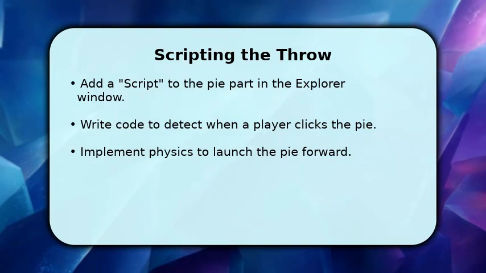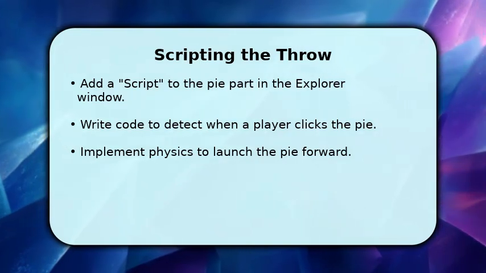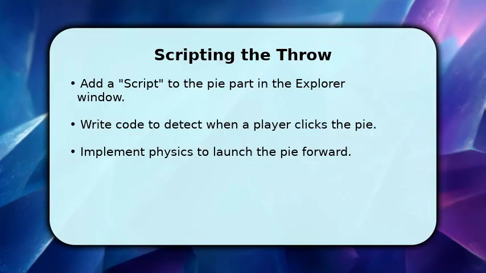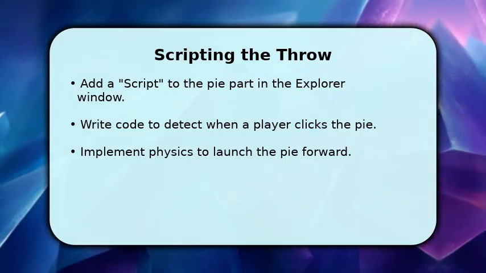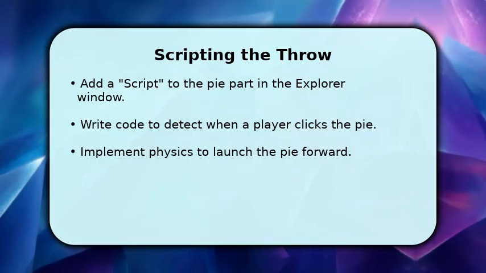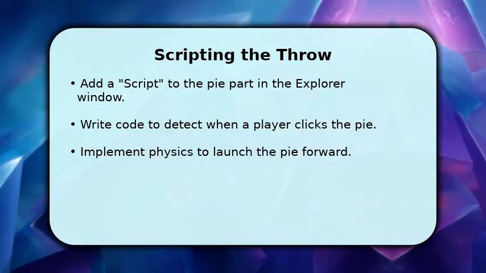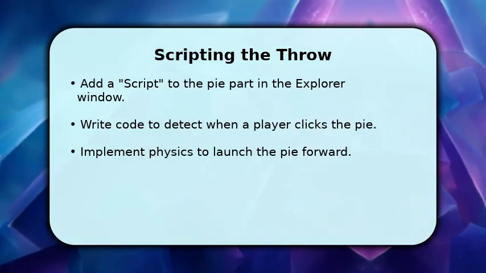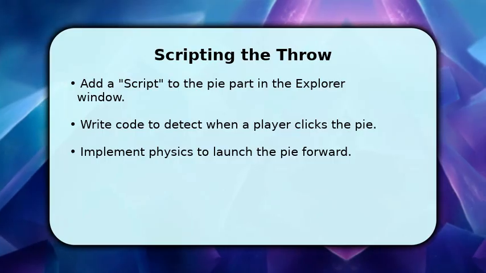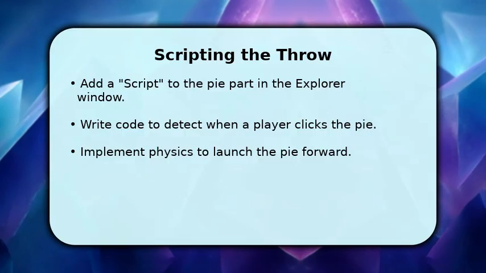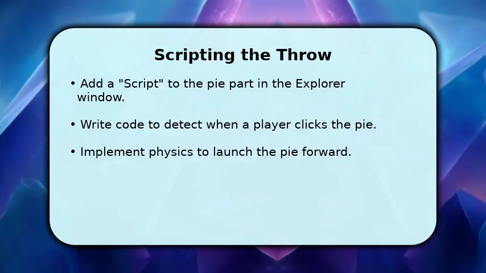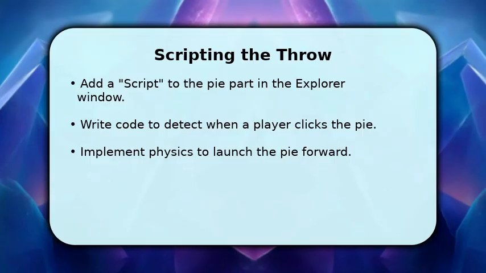Now let's make our pie throwable. Add a new script directly into your pie part within the Explorer window. This script will contain the magic that brings our gag to life. We'll write code to detect when a player clicks on the pie. Upon clicking, the script will apply a force, launching the pie forward with a satisfying trajectory. Imagine the anticipation as your pie soars through the air.